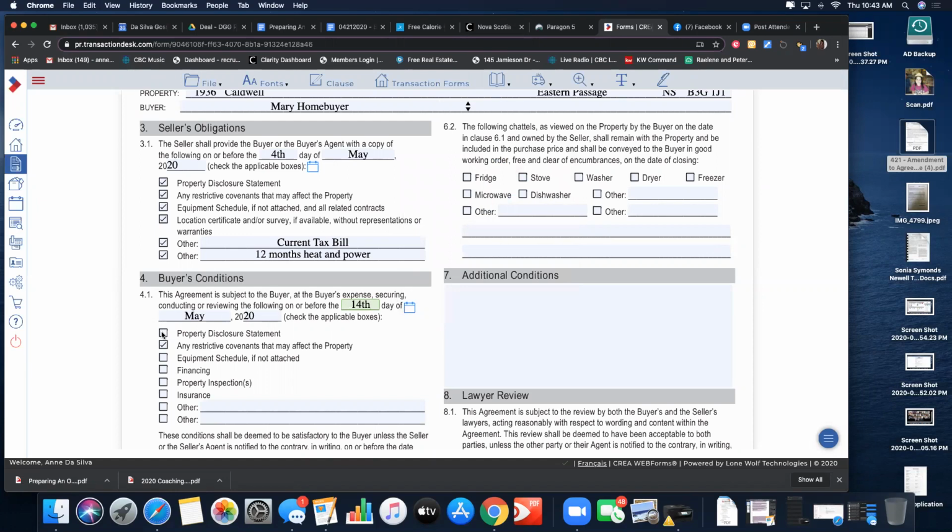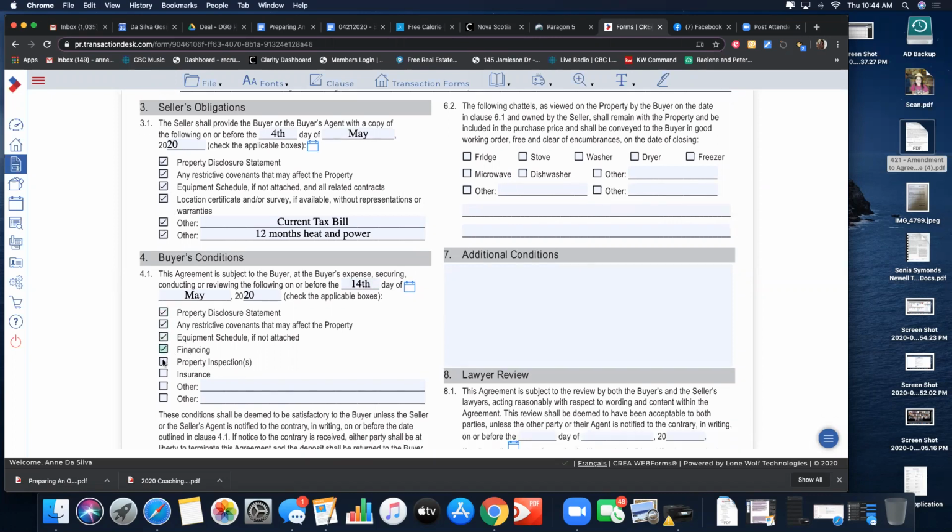I am going to make my deal subject to approving the property disclosure, the restrictive covenants, this propane tank we know about, financing, and inspections. Please note, you do not need to add a note under other to say sewer inspection, electrician, anything, radon.